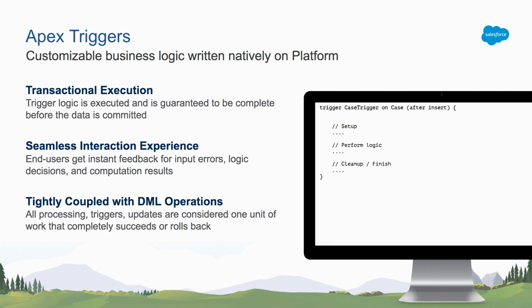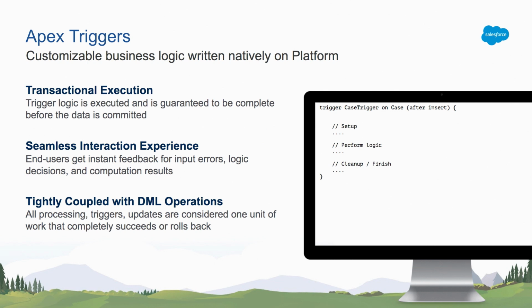Additionally, it's highly coupled with the transaction, meaning if your data is committed, we guarantee you that the changes you did in the trigger or your process or your flow were committed in the same unit of work as that original data change itself. Conversely, if you roll back that transaction because of an error you throw, or because of an error on the platform, all the actions happening in that one unit of work are also rolled back.